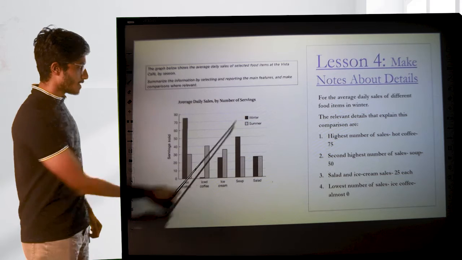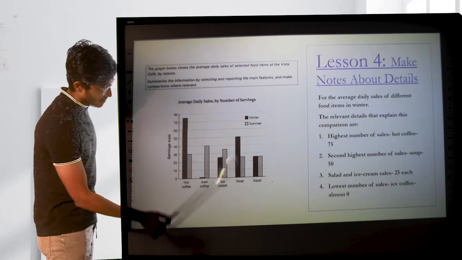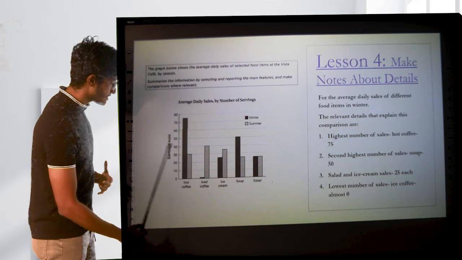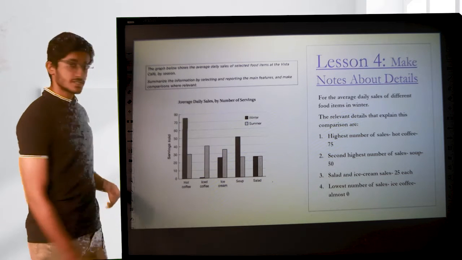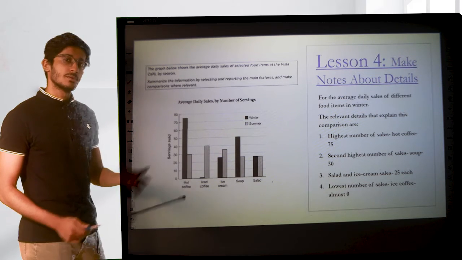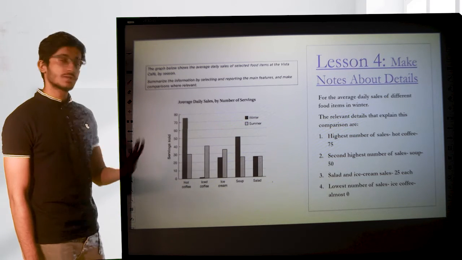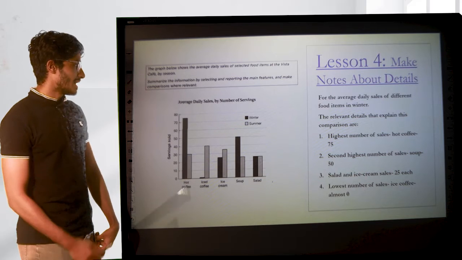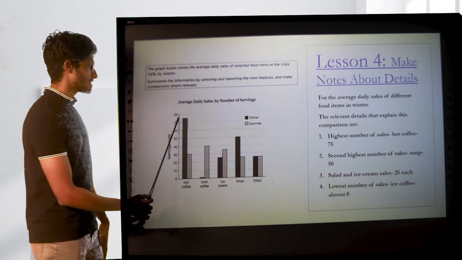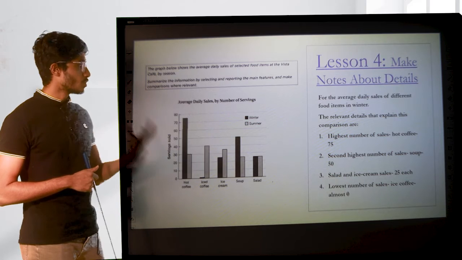The first thing is we have to look at the winter. Winter is the dark one. So we look at individual winter bars. As this involves sales, bar charts are usually regarding heights or the number of sales. So here, the comparison that you're going to make is high or low. One such detail that you can note down is, for example, the highest number of sales in winter was of hot coffee, which was 75. This is a sort of detail that you can notice.